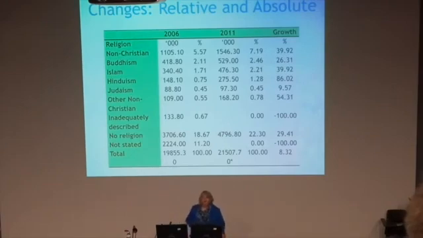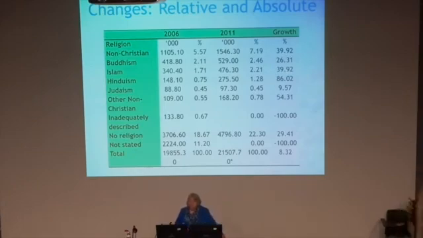So that growth column shows us the rate of growth of each of those religions relative to where they were back in 2006. Hence, Buddhism, which we know is the fastest growing religious tradition, is still itty-bitty, teeny-weeny in the whole context of Australia. But look at the speed of its growth.